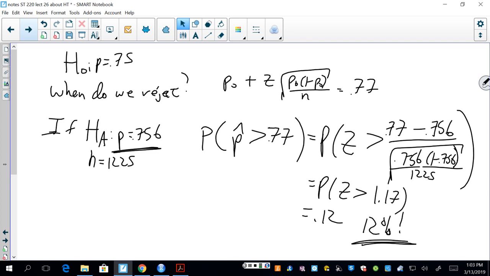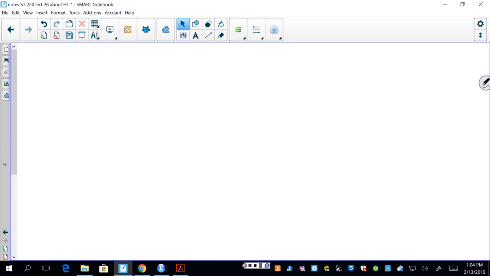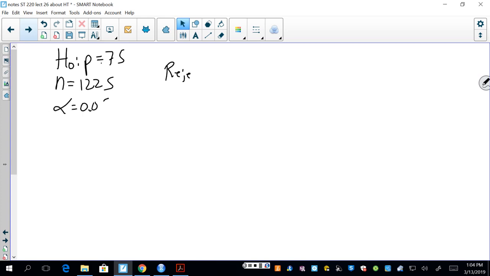Well, let's do a bigger sample size first, because that changes two things, actually. So again, the null hypothesis is 0.75, and our sample size is 1225. We're doing alpha equal 0.05 one-sided. So we reject if p hat is greater than 0.77. Well, what if the truth really was 0.77? Here's what we have.